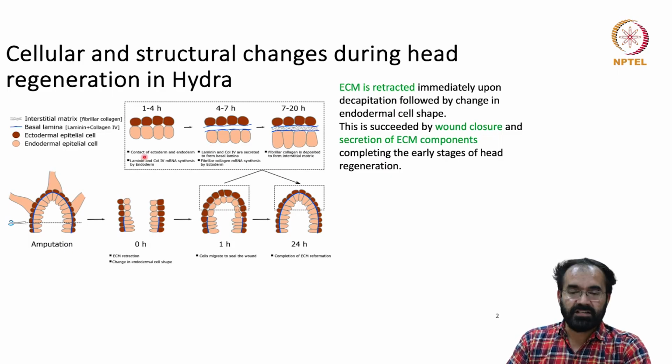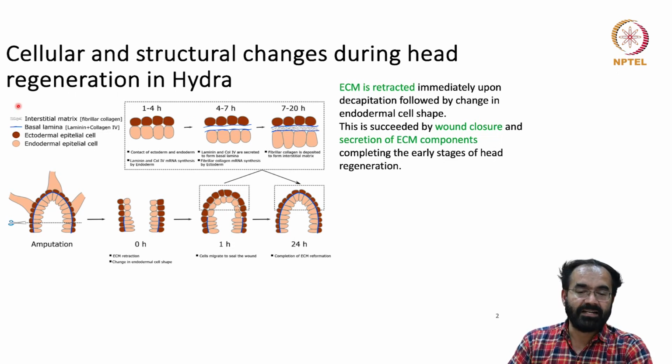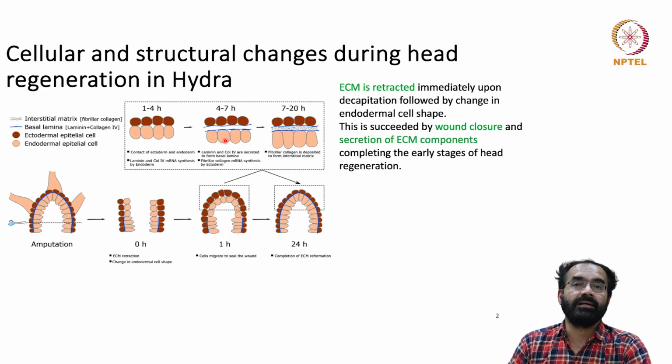If you look at the ultrastructural level, this is what you see. At 1 to 4 hours, the cells get rounded in shape, and around 4 to 7 hours they start producing matrix protein. After around 7 to 20 hours, they fill the space with interstitial matrix. As you can see in the key on the left-hand side, the interstitial matrix, which is fibrillar collagen, fills it up, along with the basal lamina, which is secreted by the epithelial and endothelial cells. The ectodermal cells are brown in color and the endodermal cells are light brown. So by around 7 to 20 hours, normalcy is restored.